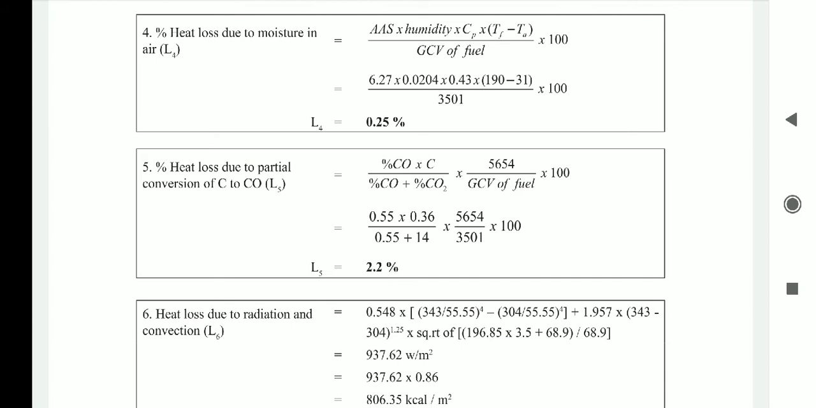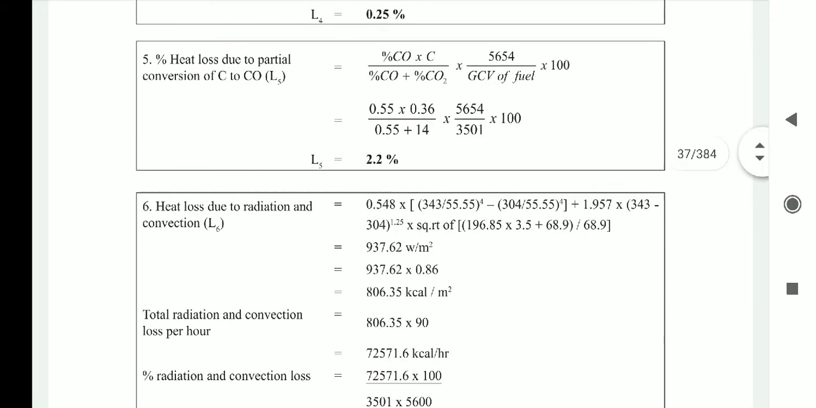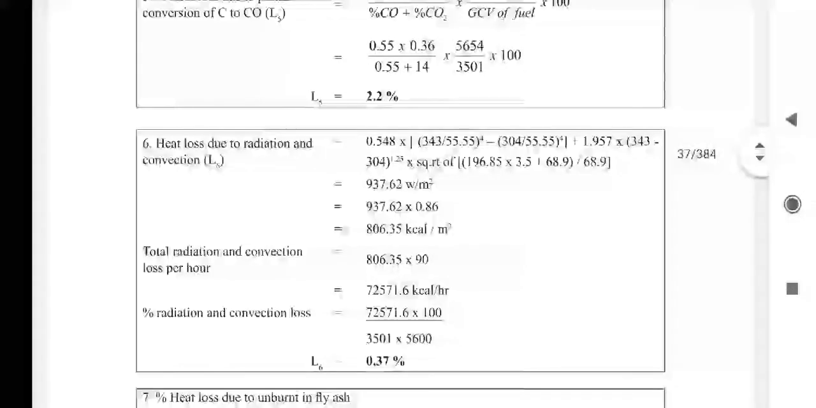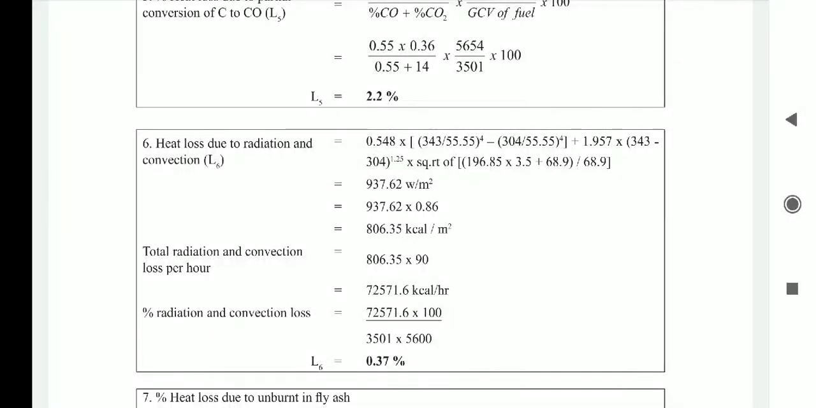Then substitute the value for heat loss due to partial conversion of C to CO. The formula is percentage of CO into C divided by percentage of CO plus percentage of CO2, into 5654 divided by GCV of fuel into 100. Then we have 2.2%. The percentage of CO is given in the problem. Then heat loss due to radiation and convection, use the formula, we get 0.37%.